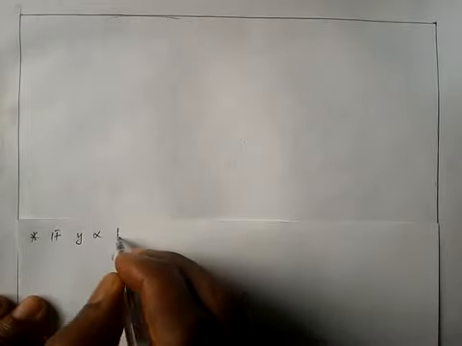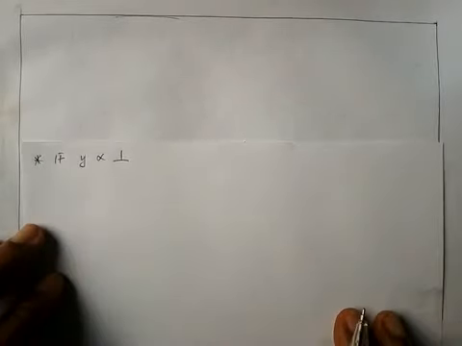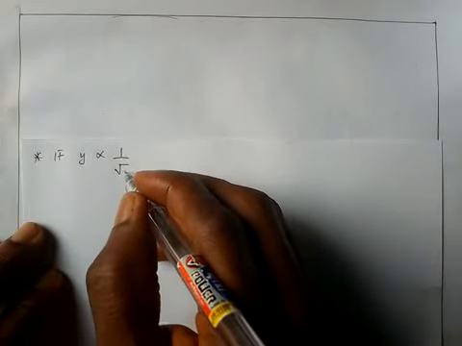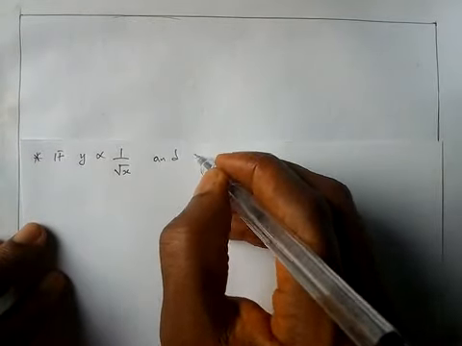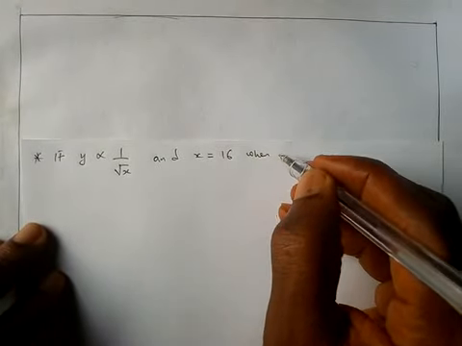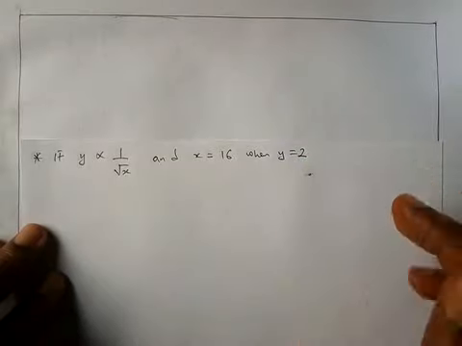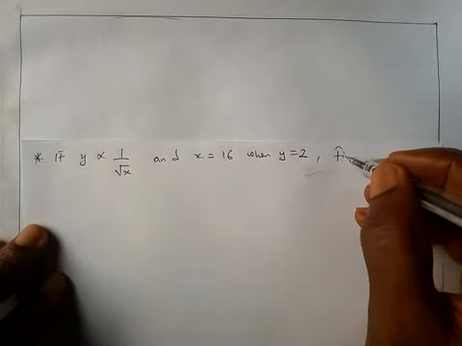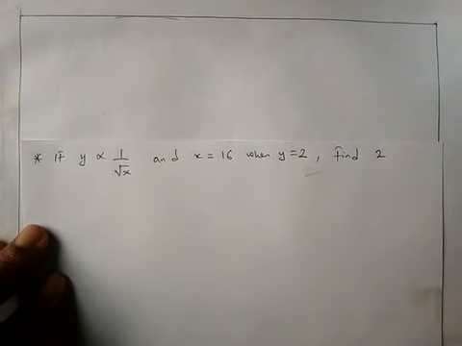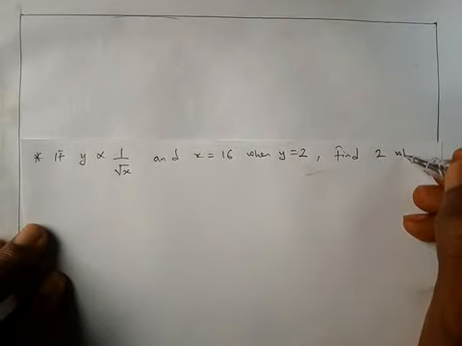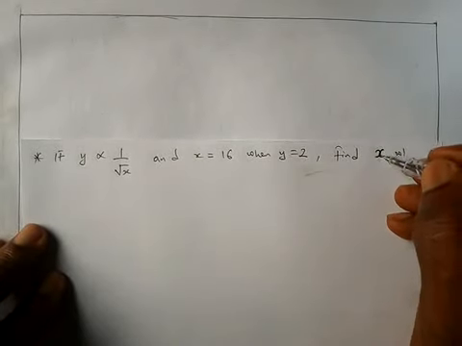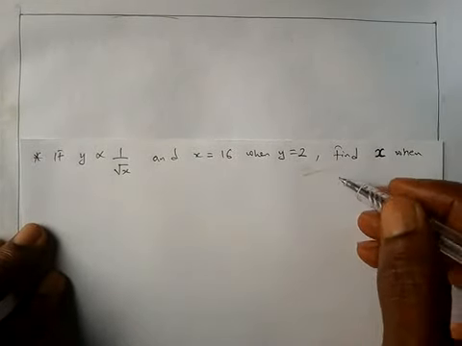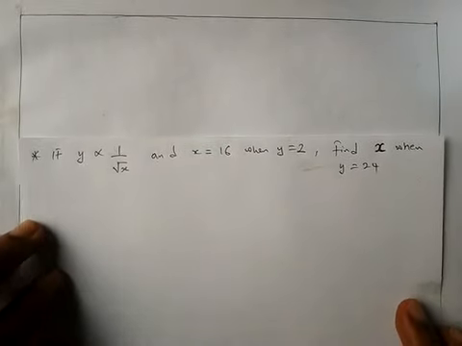It says, if y is inversely proportional to the square root of x, and x is equal to 16 when y is equal to 2, we are now told to find x when y is equal to 24. Okay, we have to find x when y is 24.